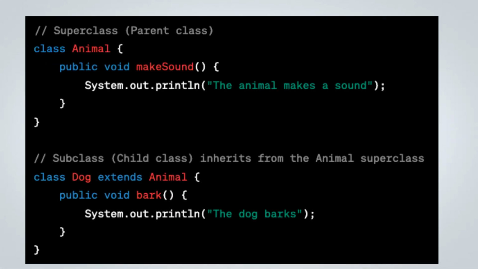Here's a simple example. In this example, the Dog class extends the Animal class, so it inherits the makeSound method from the Animal class. When creating a Dog object, you can call both the makeSound method inherited from the Animal class and the bark method specific to the Dog class.